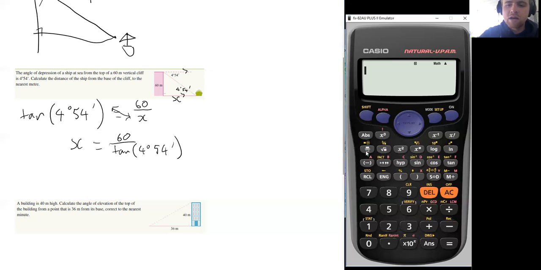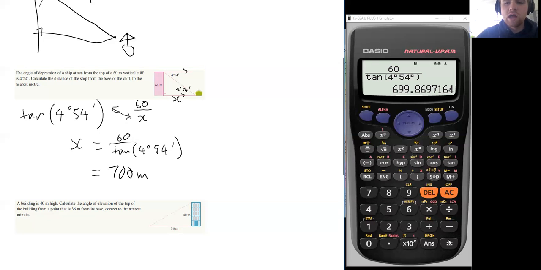We can put this in our calculator. So we get 60 over, and then it's going to be tan 4 degrees, press our degrees sign, and 54 minutes, press our degrees sign again, and then we can go equals. Okay, and then we have our value here. So it says to the nearest meter, so 699.86 to the nearest meter is going to be 700 meters, and we found our value of x here.